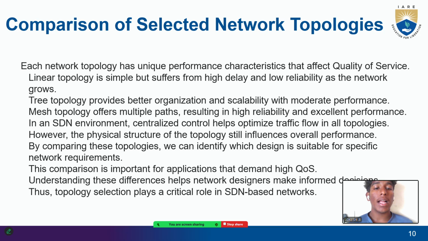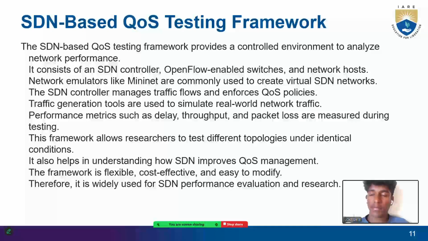Centralized control helps optimize the traffic flow in all topologies. However, the physical structure of the topology still influences overall performance. By comparing these topologies, we can identify which design is suitable for specific network requirements. This comparison is important for applications that demand high QoS. Understanding these differences helps network designers.